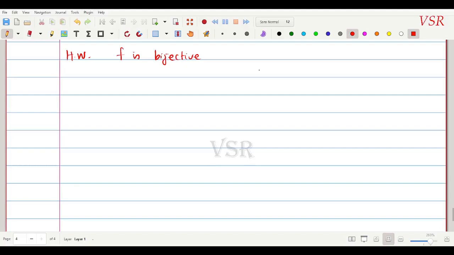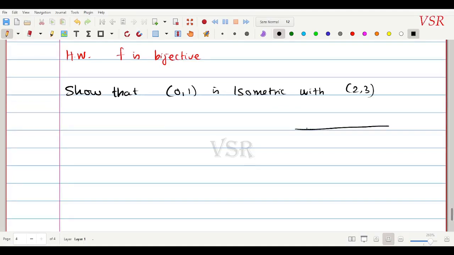Okay, the next exercise is: show that the open interval (0,1) is isometric with (2,3). It is obvious just by looking. This is 0, 1, this is 2, this is 3. If you take an element x here, it should come here, to a suitable place.